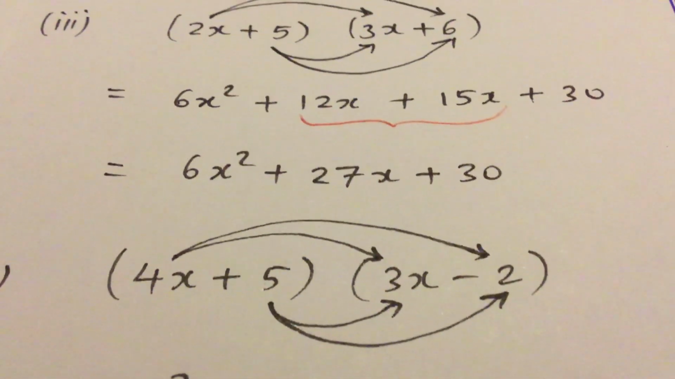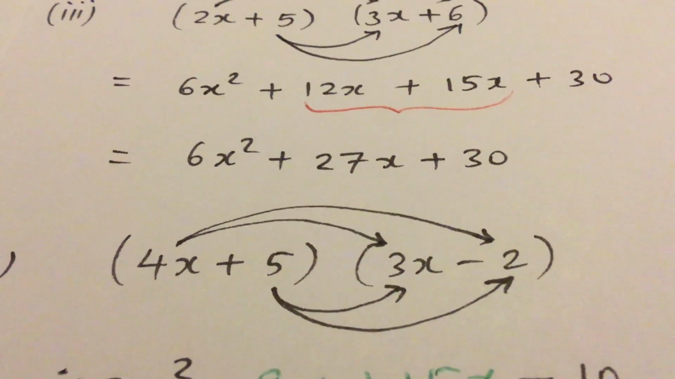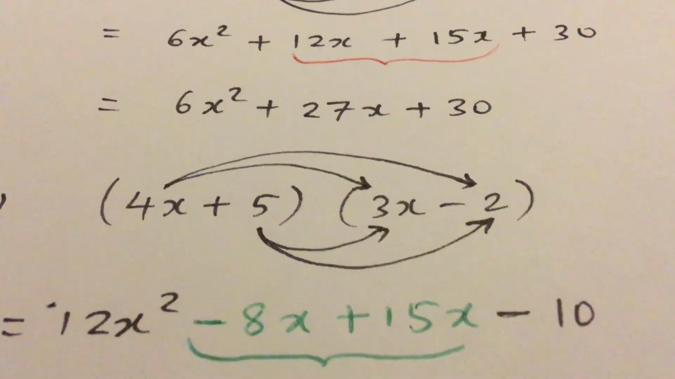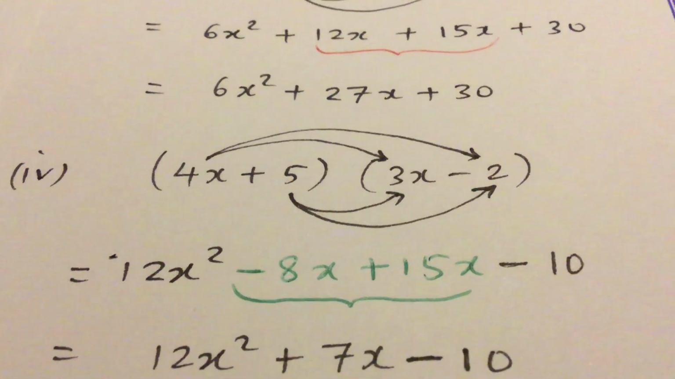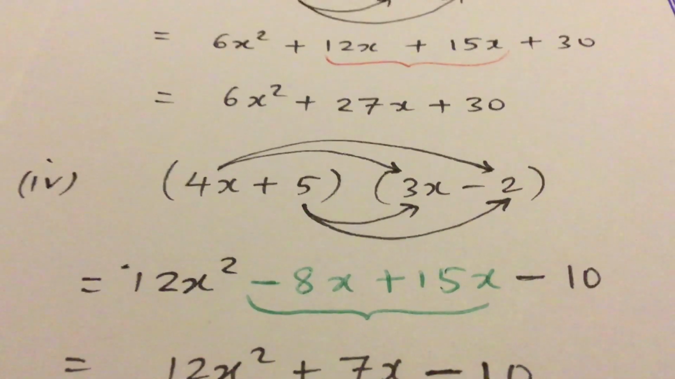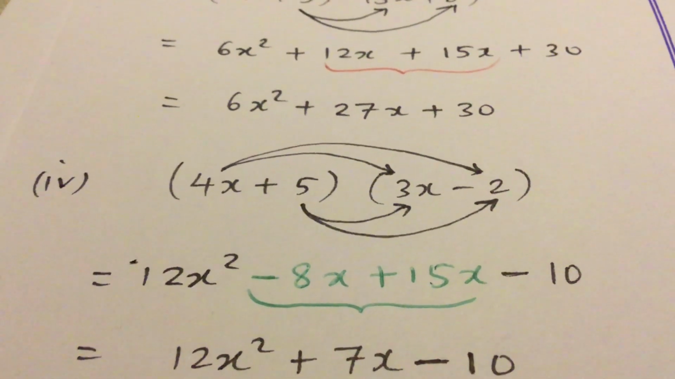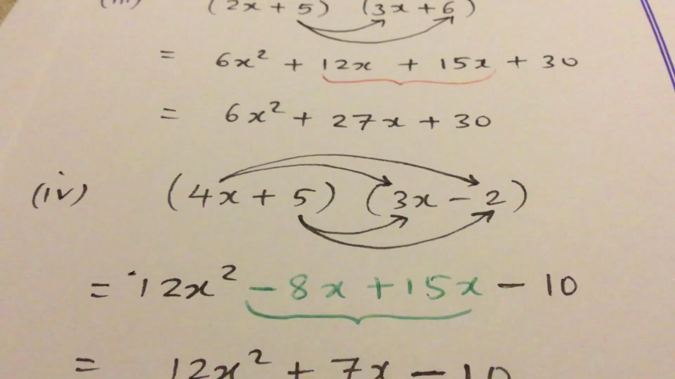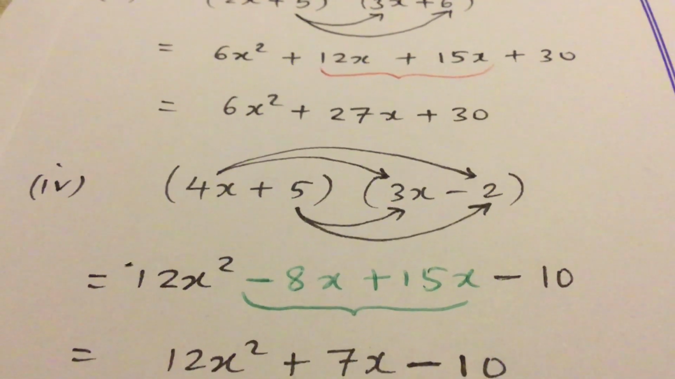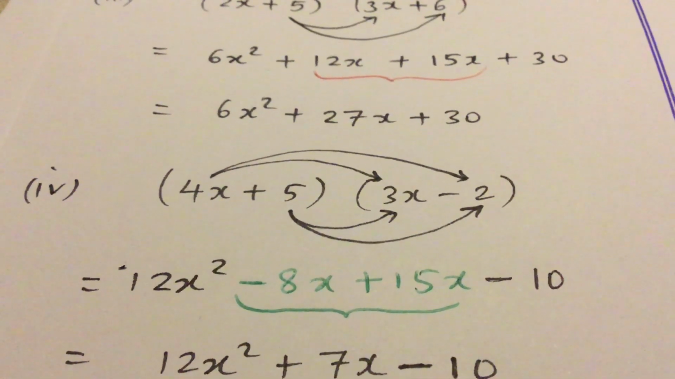Next example, 4x plus 5 times 3x minus 2. It's basically the same, it's just this time we're trying to do an example where there's a negative number. So 4x times 3x, that's 12x squared. 4x times negative 2 is negative 8x. 5 times 3x, that's plus 15x. And 5 times negative 2 is negative 10.